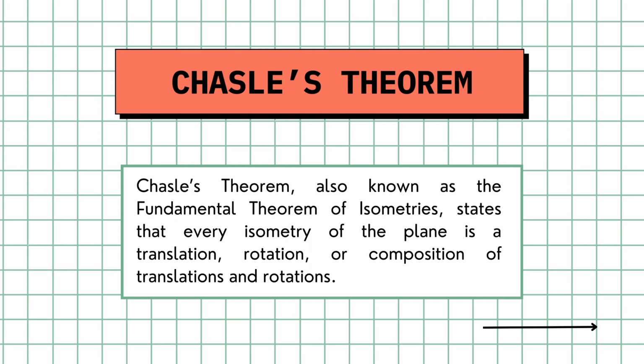According to Chasles' theorem, also known as the fundamental theorem of isometries, every isometry of the plane is a translation, rotation, or composition of translations and rotations.